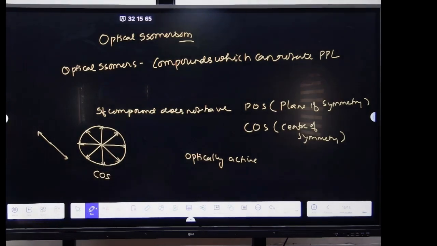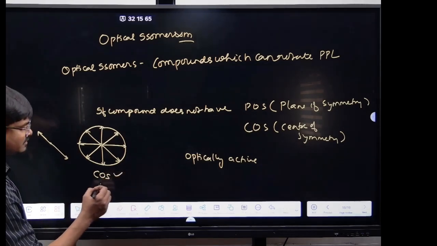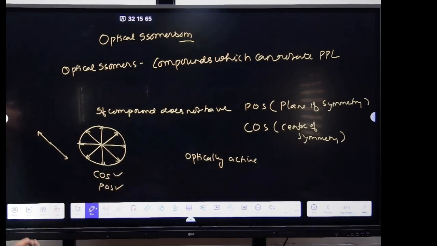Got it? Does circle have the plane of symmetry? Obviously this will have the plane of symmetry also. Got it? Is this understood, clear?